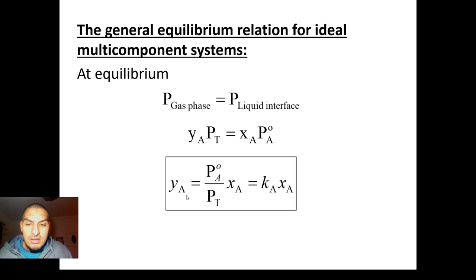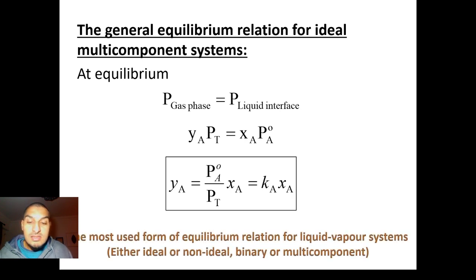and at the end of the day we get this equation that relates the composition of the vapor phase, which is y, to the composition of the liquid phase, which is x, and it's multiplied by this ratio between the vapor pressure and the total pressure, which we call K. This equation can be applied to any system, either ideal or non-ideal. What we do here is for ideal systems.